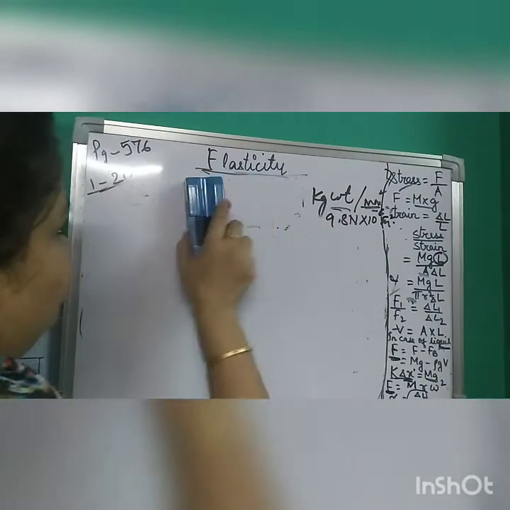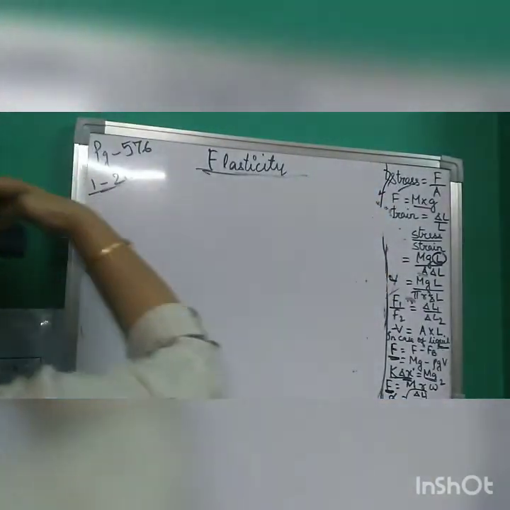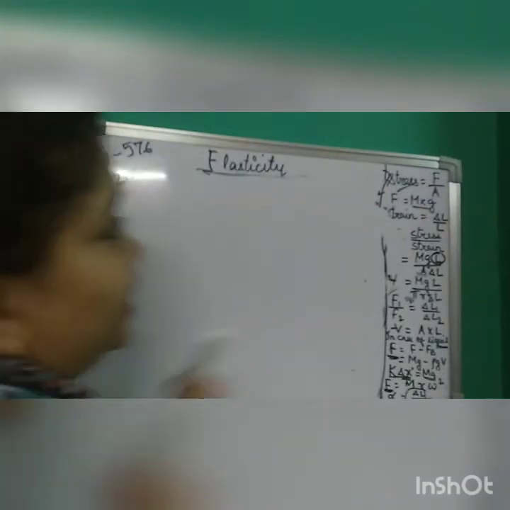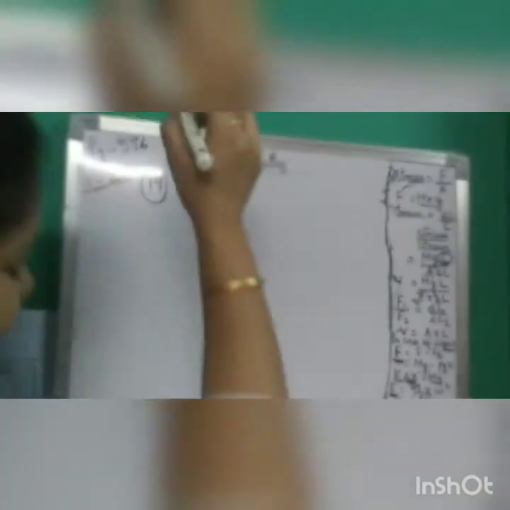Okay, let us see the number 19 sum. Let me tell you before I start with sum number 19. Students, sum number 19 and 20 are exactly the same type. So, I am going to do sum number 19, and you are going to do sum number 20 yourself. Okay. So, sum number 19.